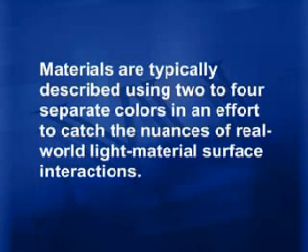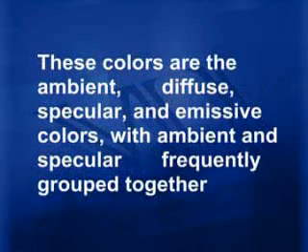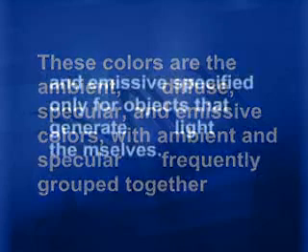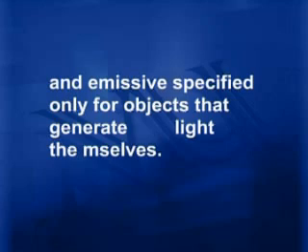Materials are typically described using 2 or 4 separate colors in an effort to catch the nuances of real-world light material surface interactions. Those 4 things we are going to talk about now. Now these colors are the ambient, diffuse, specular, and emissive colors, with ambient and specular typically frequently grouped together, and emissive specified only for the objects that generate light themselves.